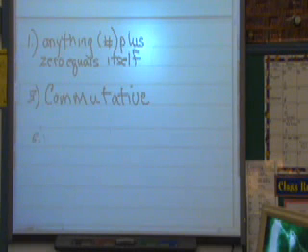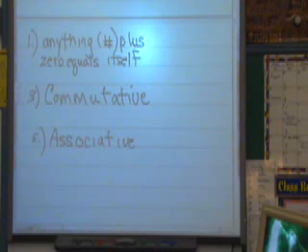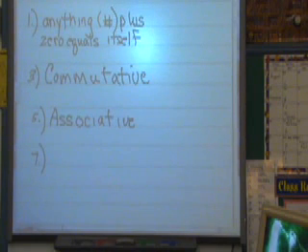Number 5, what property is that one, Zach? Associative. Good. The order of the numbers is the same, so it can't be commutative, but they did change the grouping symbols. That is the associative. Number 7, what property is that? Looks like they changed the order of the letters. Grant? Number 7 is the commutative property. Right.